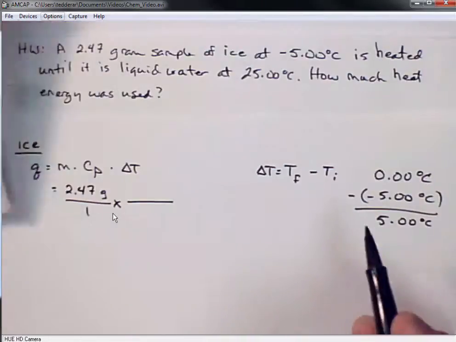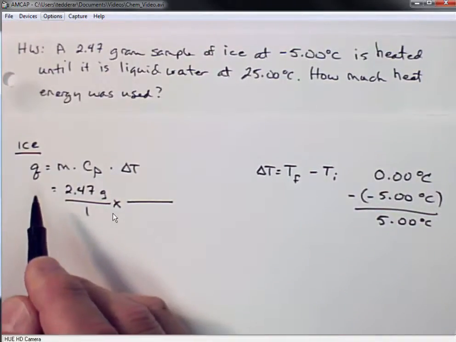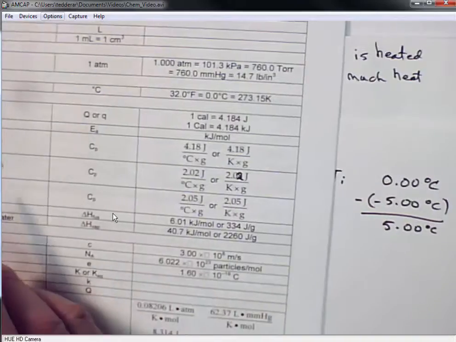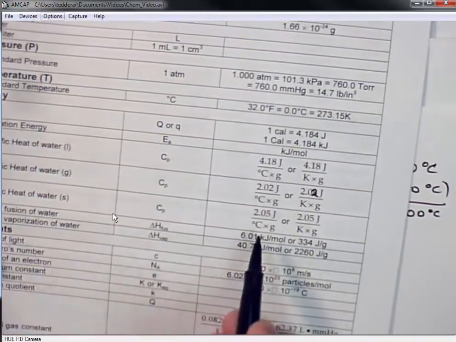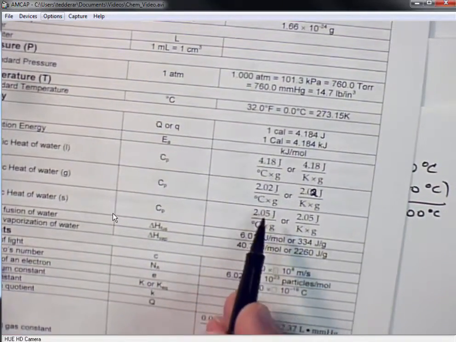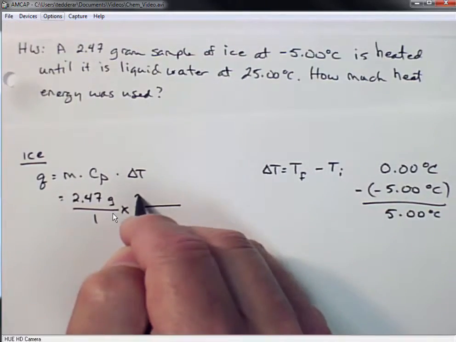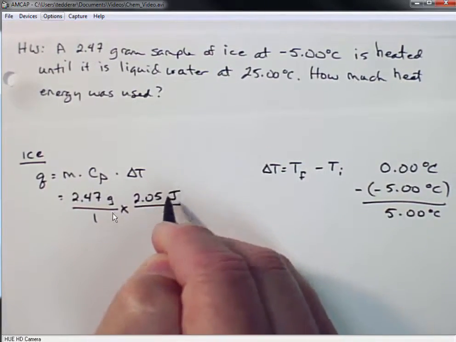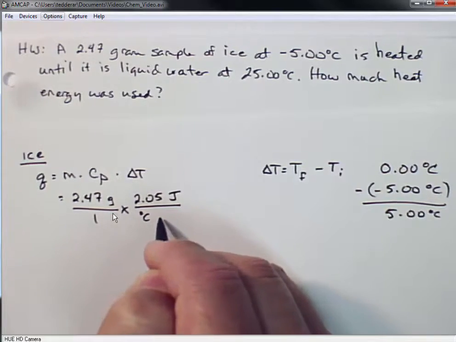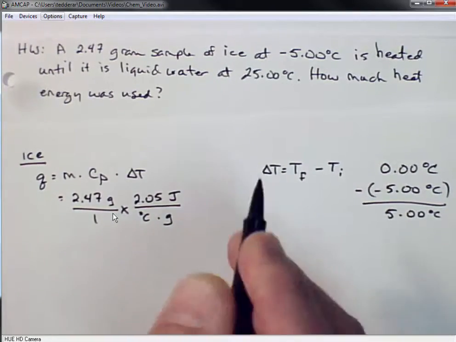Okay? So we'll get back to those other numbers in a minute. Right now we just need that specific heat for the ice. And so here's our solid ice here. Here's the number we need. Here's the value with all those units of measurement. So 2.05 joules per degree C per gram. And all those have to be there, and I'll show you why in a minute.